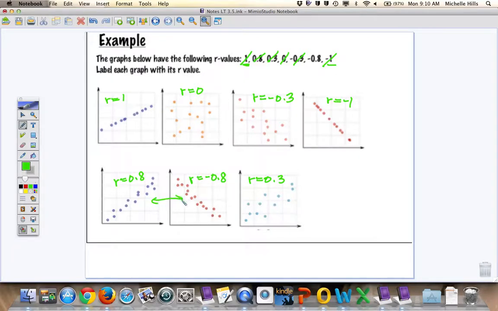Again, notice these two have the same strength. The negative only tells us that the direction of the line of fit is negative. The positive only tells us that the direction for the line of fit is positive. You've got to remember that, or you're going to mess it up.